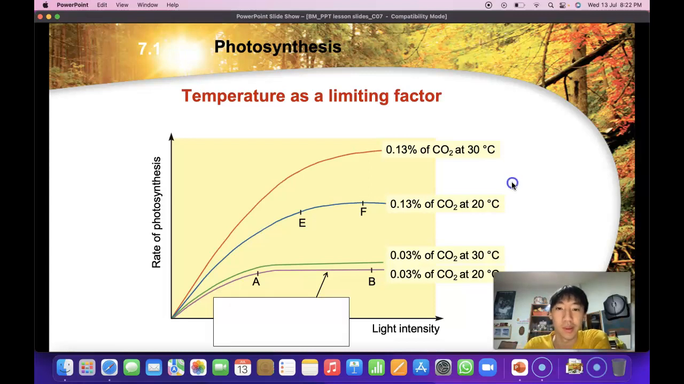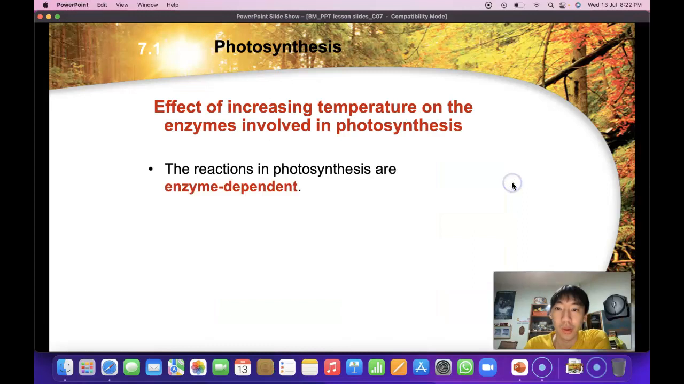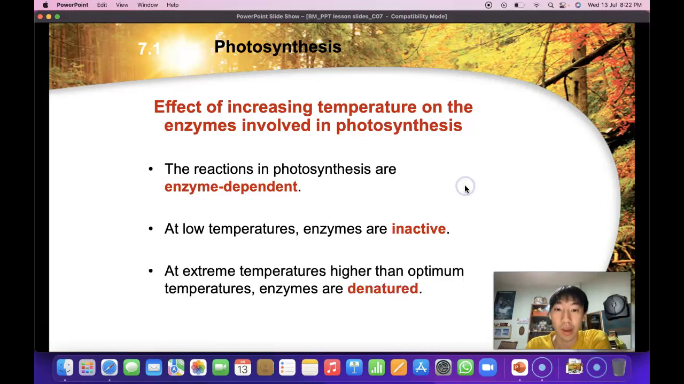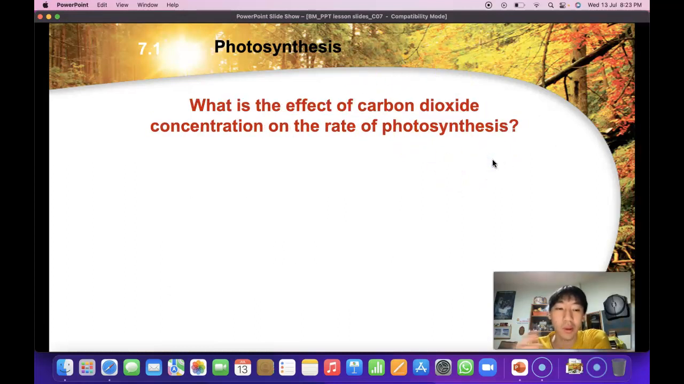Ready? Let's move on. A few things about the enzymes that are involved in photosynthesis. I told you before, the photosynthesis reaction is enzyme dependent. That means it can stop working if the enzymes become denatured. At very low temperatures, enzymes are inactive. Remember, at low temperature they are not denatured, they are inactive. But at extreme high temperatures, anything higher than optimum temperature, the enzyme becomes denatured, so photosynthesis is unable to happen.